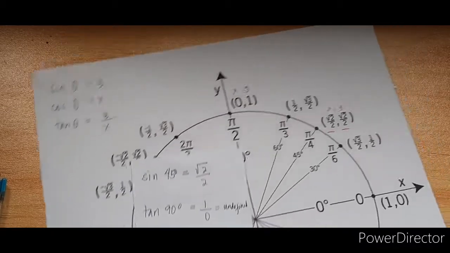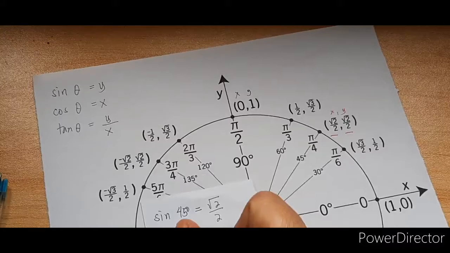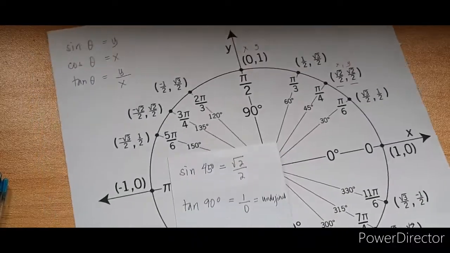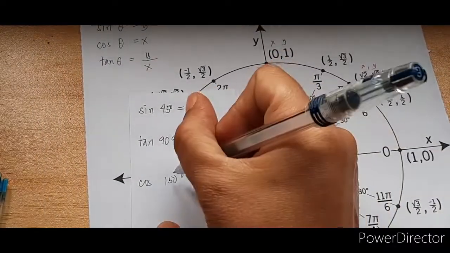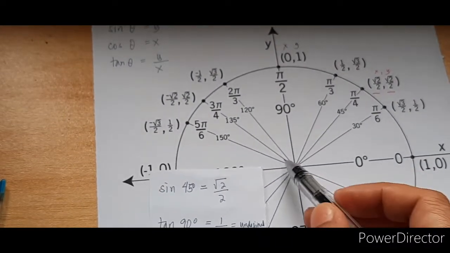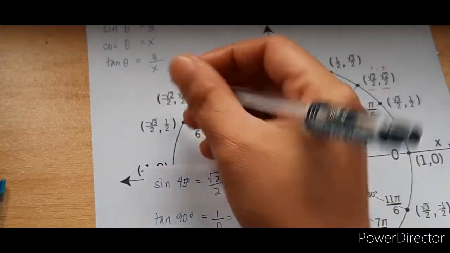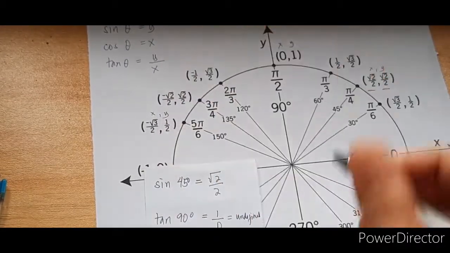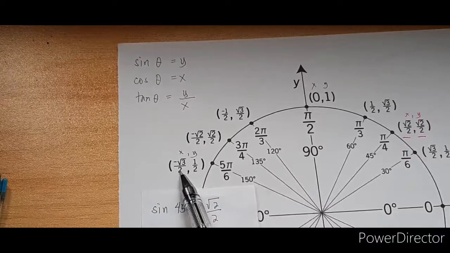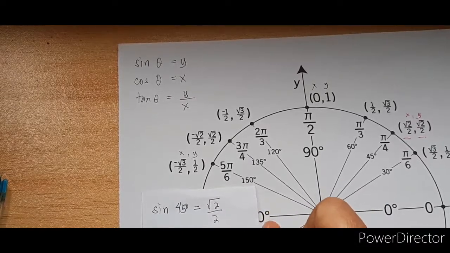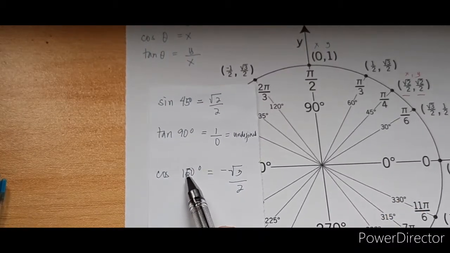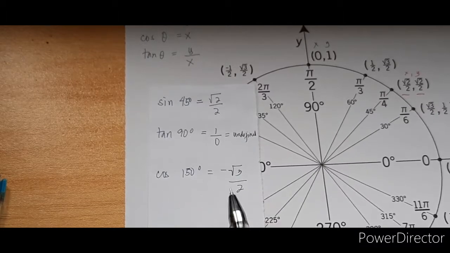Let us have another one. Let's say cosine 150 degrees. Where is 150 degrees in our unit circle? Here it is, 150 degrees, and these are its coordinates, x and y. Cosine theta is equal to the x coordinate. Our x coordinate here is negative square root of 3 over 2. Therefore, cosine 150 degrees is equal to negative square root of 3 over 2.